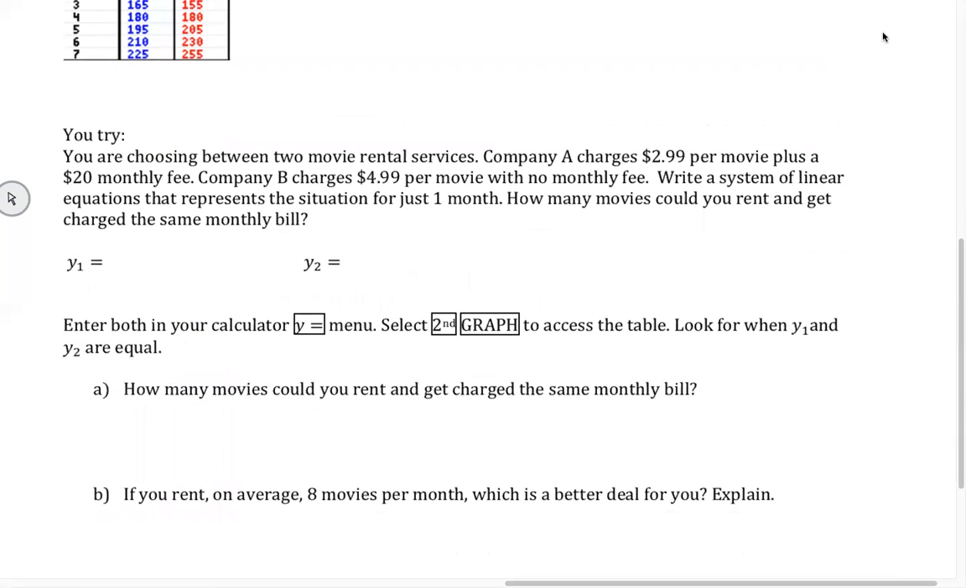All right? So for this, you are choosing between 2 movie rental services. Company A, which charges $2.99 per movie, plus a $20 monthly fee. Okay? So here, I'm going to write in $2.99x plus $20. And then for the second one, Company B charges $4.99 per movie with no monthly fee. So it says write a linear equation or a system of linear equations that represents the situation for just 1 month. How many movies could you rent and get charged the same monthly bill?